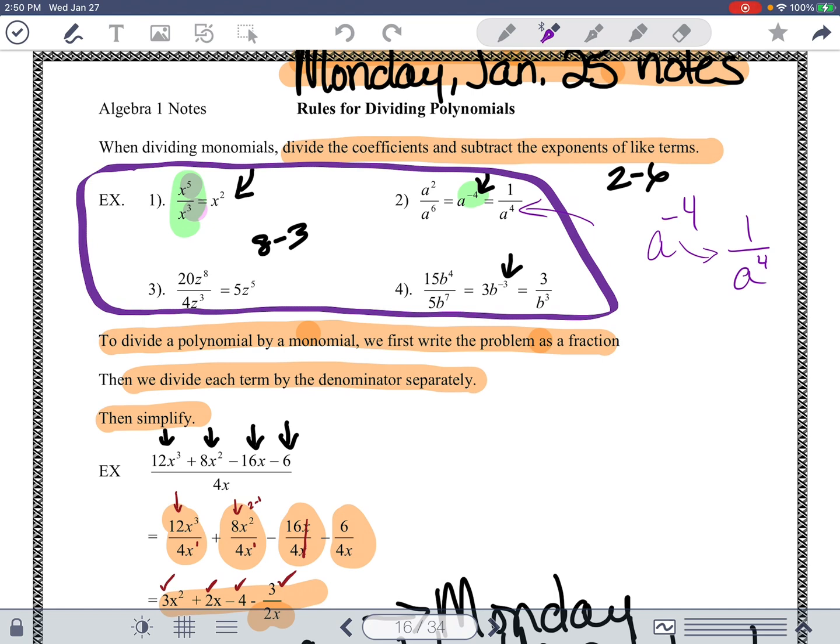Number 3, they divide the two integers. 20 divided by 4, they get 5. And then they do 8 take away 3 to get the other exponent of 5 on the z. Number 4, the same thing. You divide your integers and you get 3. Then you do 4 take away 7, you get negative 3. You have to switch that because you can't have a negative exponent. So the b drops to the denominator and the exponent becomes positive. So that's just a quick review of some exponent rules.